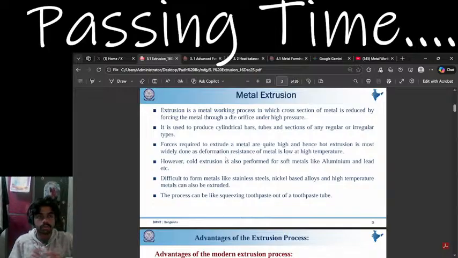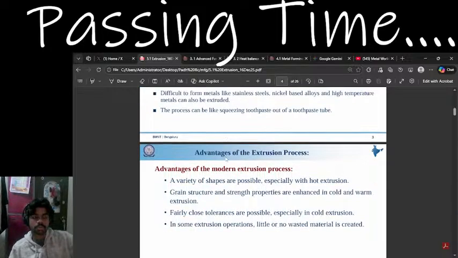However, it is difficult to perform on metals like stainless steel and nickel-based alloys. Stainless steels, nickel-based alloys, and high temperature metals can also be extruded. The process is like squeezing toothpaste out of a toothpaste tube.